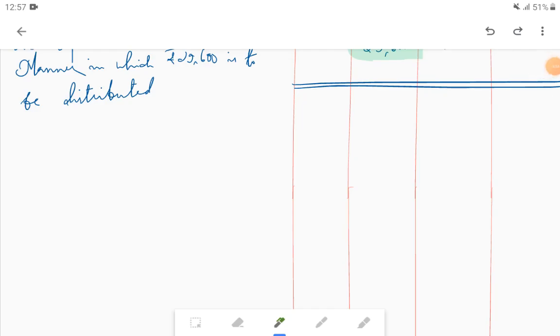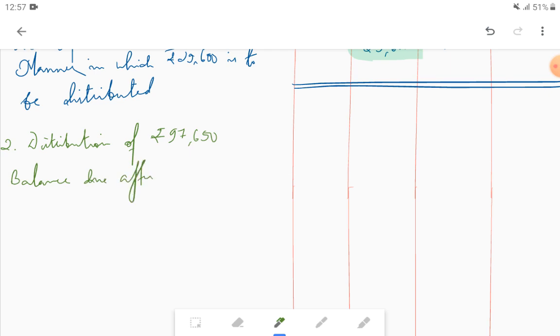Now let's move forward to the next phase, the distribution of the next amount. Check the second amount available for distribution to your partners. It is rupees 97,650. We're getting this from the first table. In order to distribute, first we need to figure out what is the balance that is remaining. So balance due after making payment as above, that is after making your first payment, your previous payment.